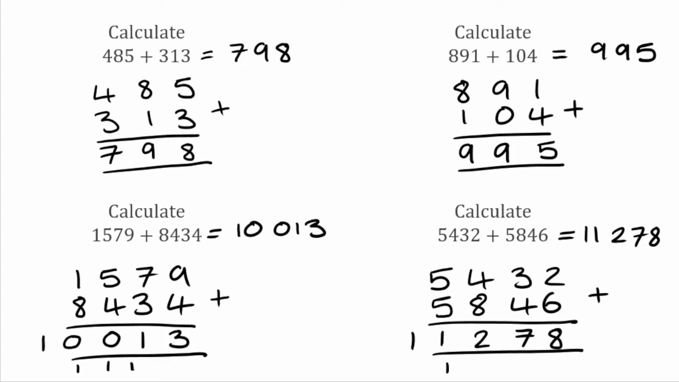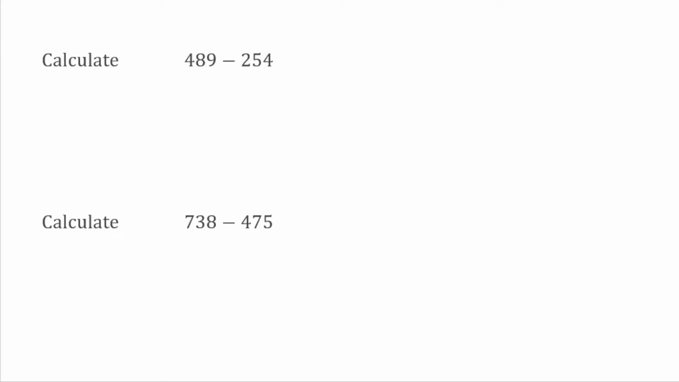We're now going to take a look at some questions on subtracting integers. Okay, for questions when we subtract integers, we're also going to use the column method again. So for this first question, we'd have 489 take away 254.